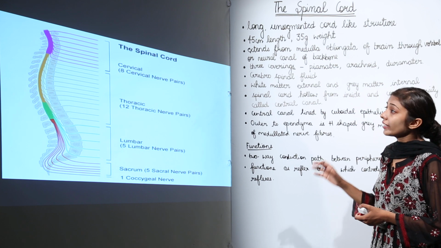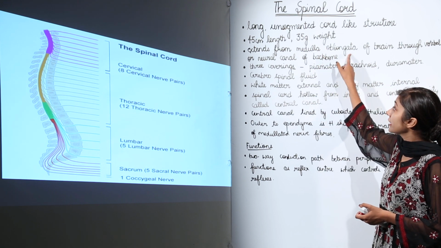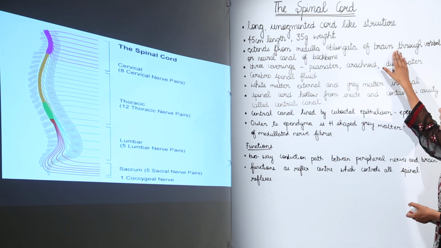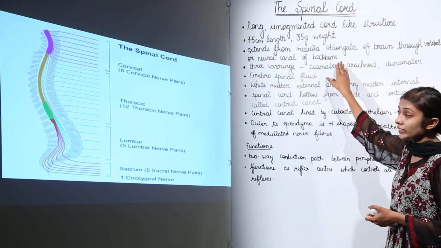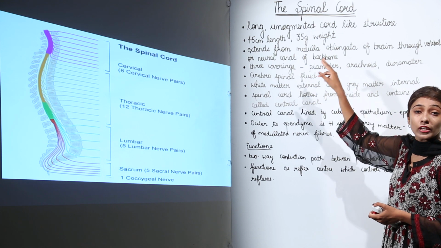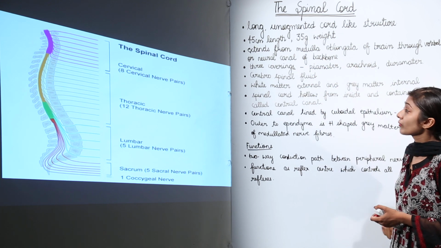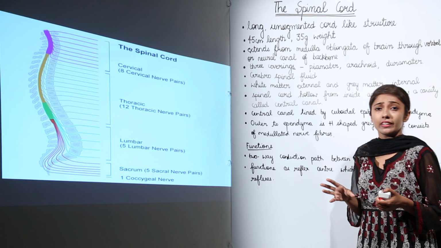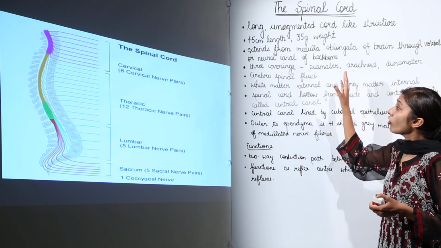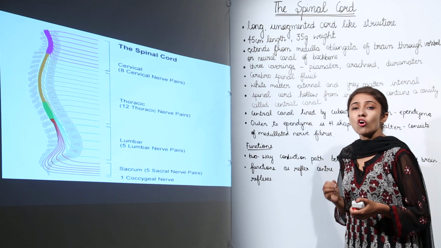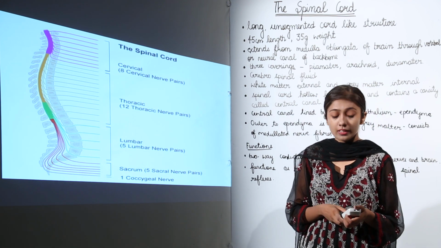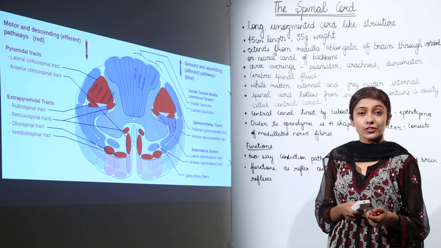Now the spinal cord extends from the medulla oblongata of the brain through vertebral or neural canal of backbone, right. Now like the brain, spinal cord also has three coverings, three membranes that we call as meninges.